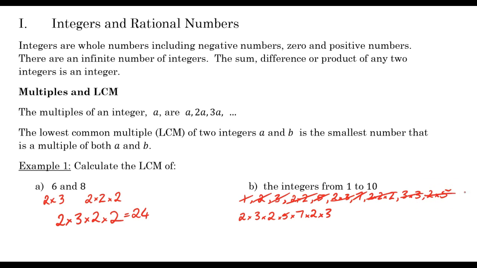That's it. So this number, if I expand it out, the product of all of those: 6, 12, 60, 420, 840, 2,520. So there you go. 2,520 is the lowest common multiple of all of the integers from 1 to 10. 2,520 can be divided by any number between 1 and 10.